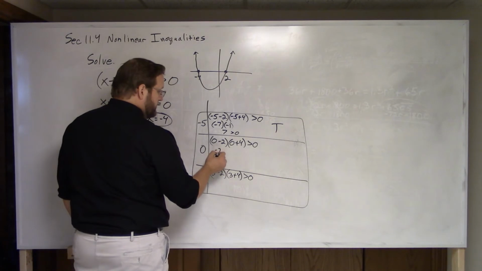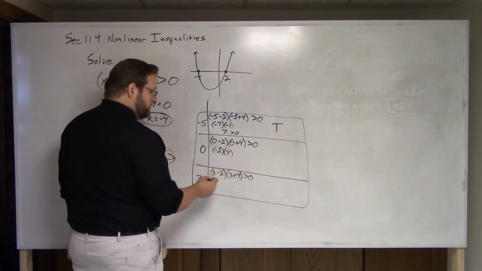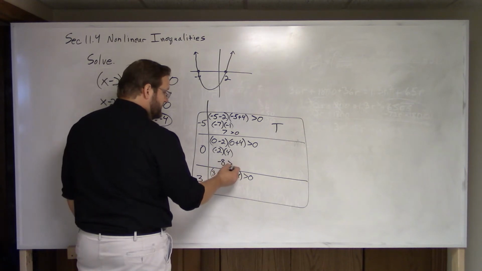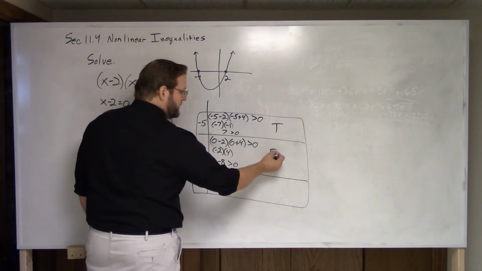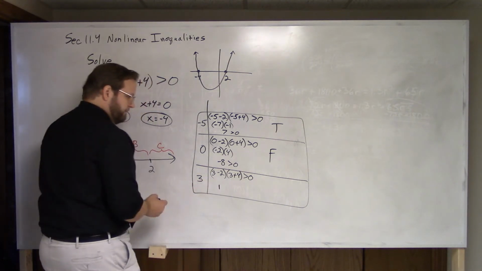0 minus 2 is negative 2. 0 plus 4 is 4. Negative 2 times 4 is negative 8. Is that bigger than 0? No, that is false. And here, 3 minus 2 is 1.